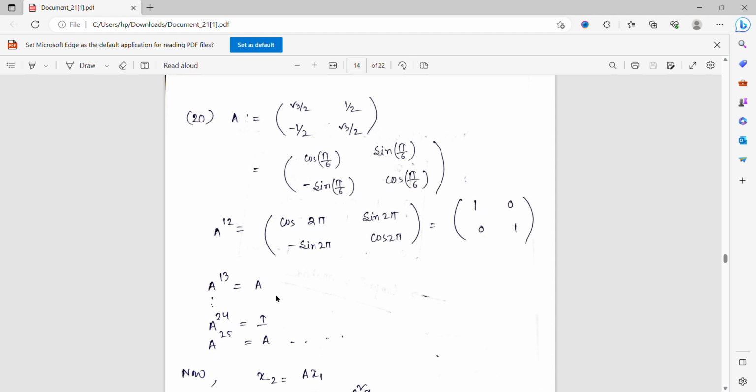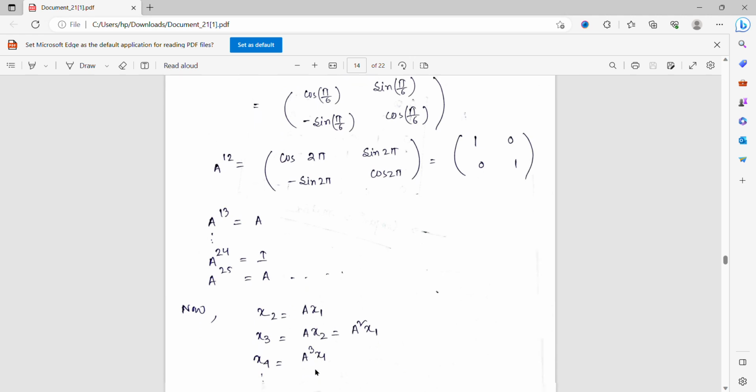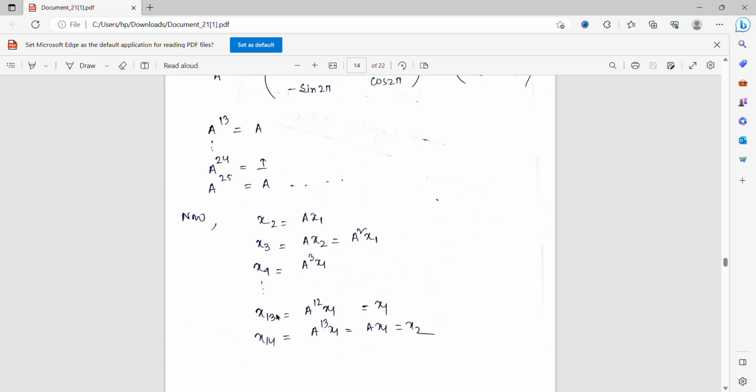Similarly, A to the power 14 is basically A square. Similarly, A to the power 24 is equal to again identity. Then A to the power 25 is equal to A. So here x2 is equal to A x1, x3 is equal to A x2. Now again x2 is basically A x1, so we get A square x1. x4 equals A cube x1. So similarly x13 equals A to the power 12 x1. Now A to the power 12 is equal to identity, so we'll get again x1. x14 equals x2.